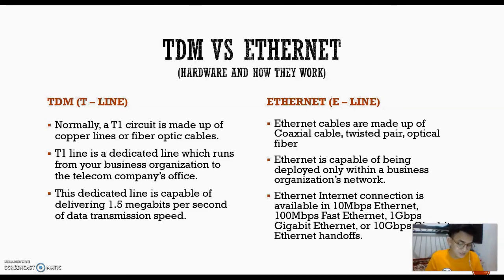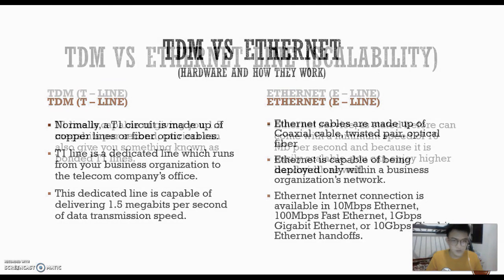Conventionally speaking, Ethernet is capable of being deployed only within a business organization's network. However, today, plenty of service providers are offering it across wider geographical locations and even giving global access. Normally, Ethernet services can be deployed with a minimum speed of 10 Mbps. Depending on the service that you require, it can even go upwards of 1 GB per second.